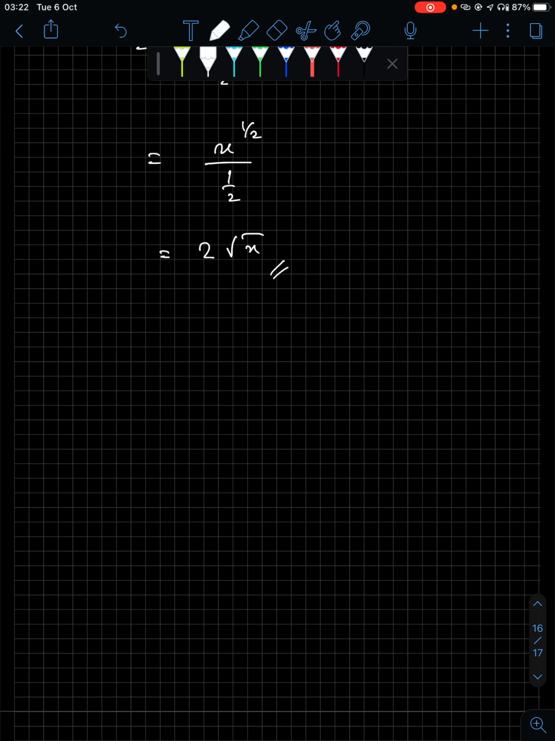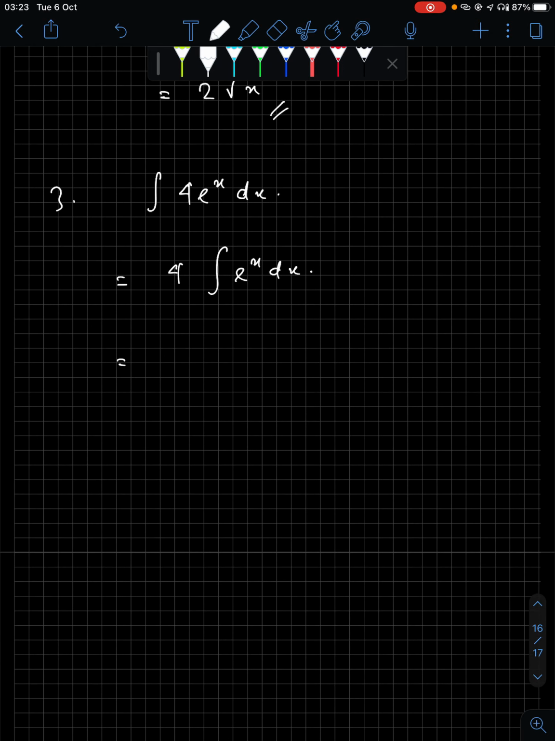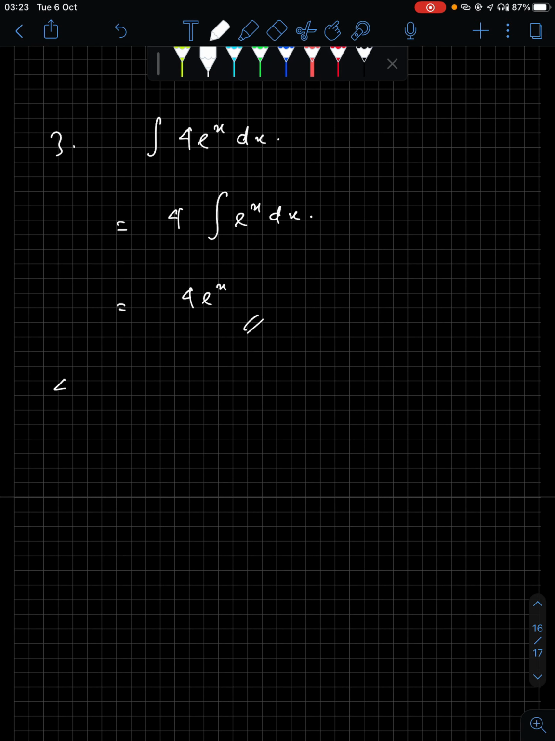Next question, number 3, integral 4 e to the power x. I hope you are understanding the sums. So 4 taken common, integral e to the power x dx. So integral e to the power x dx will get you e to the power x only. So this is your answer.